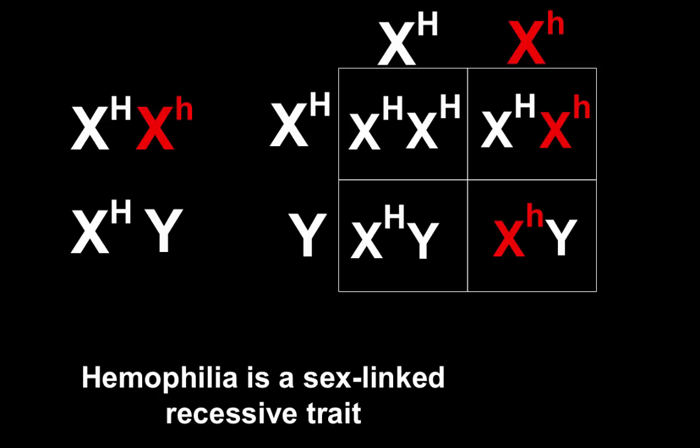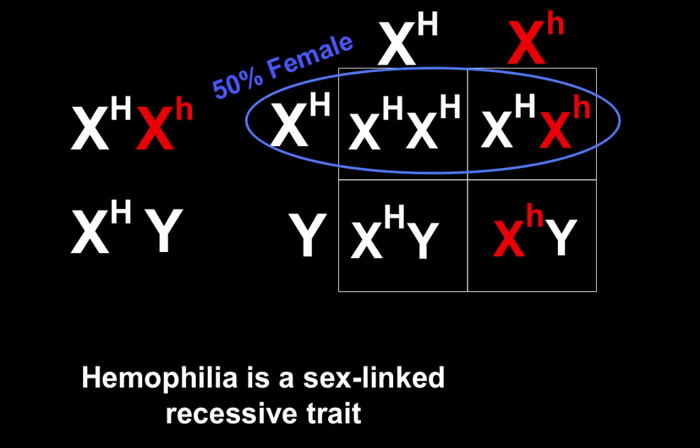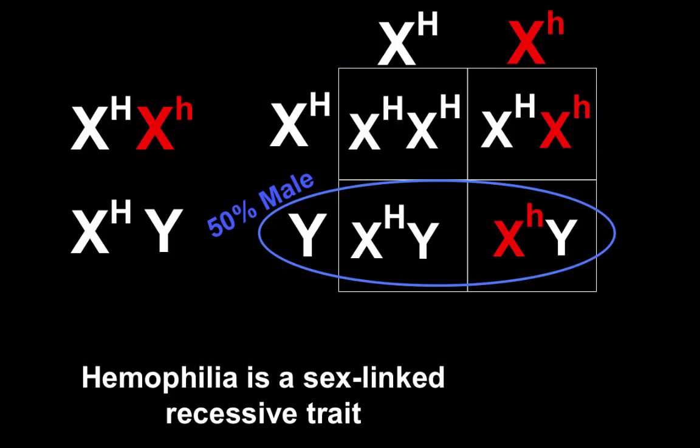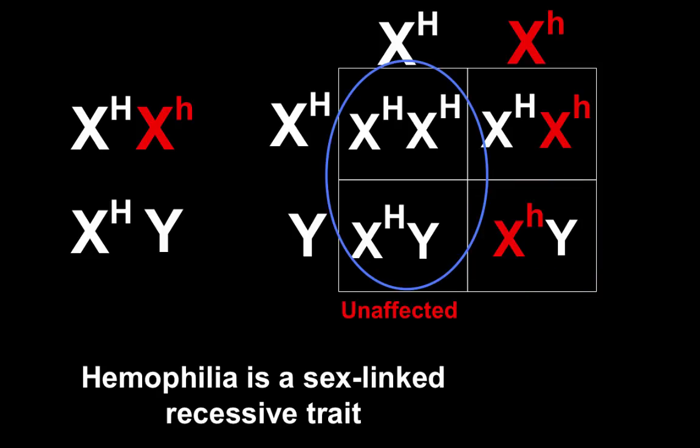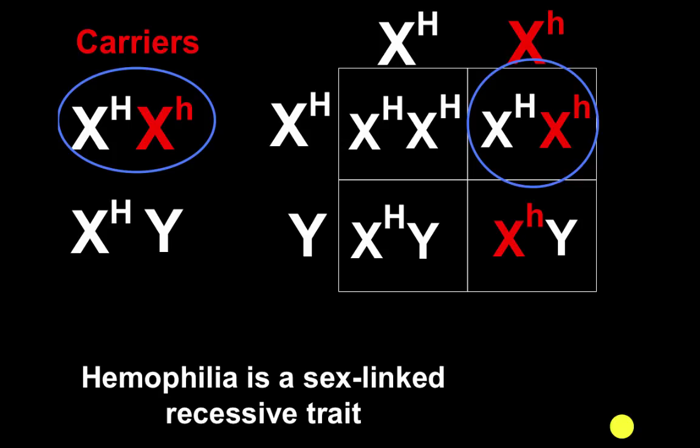And now in this case, notice we have 50% of the offspring are expected to be female and 50% male. It's always going to be the case. And in this case we have one male who's affected, one male and one female who are unaffected or normal, and both the mother and the daughter are carriers. So again, Punnett squares work the exact same way. All you've got to do is just remember to put in the X's and Y's.